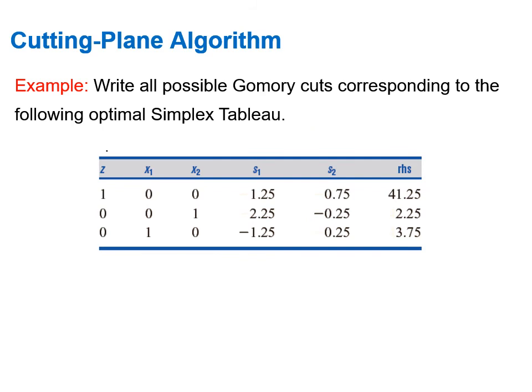Okay, let's make an example. Write all possible Gomory cuts corresponding to the optimal simplex tableau. So this is an optimal simplex tableau. This is row 0. We have 2 constraints. S1 and S2 are slack variables. X1 and X2 are original variables. This is the right hand side. We are asked to write all Gomory cuts corresponding to this one.